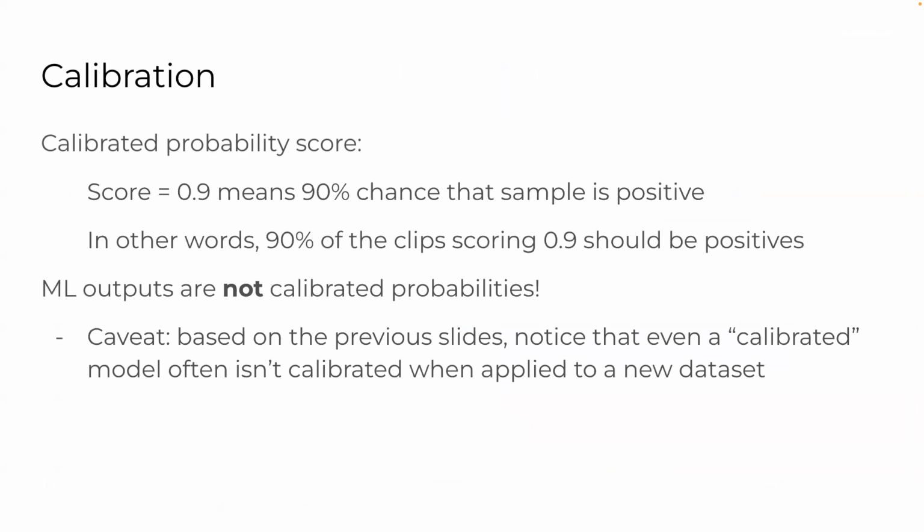Okay, I'm going to skip through calibration. We don't have time to talk about it, but I'll just show you the takeaway. The idea of a calibrated model is that if your model outputs 0.9, then 90% of the time, the class actually has the positive sample. And if your model outputs 0.2, then only 20% of the time does the class actually have that sample. Machine learning models are not calibrated. That's not what's happening, even if you use a softmax or a sigmoid to map your scores to the range of 0 to 1, right?